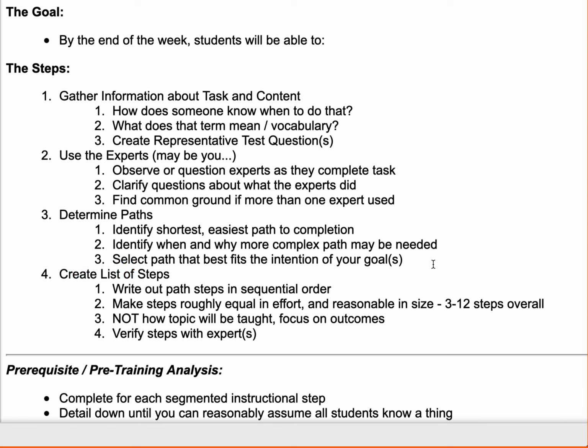Does that more or less make sense? I see some nodding heads. That's always a comforting sign. I like seeing nodding heads.